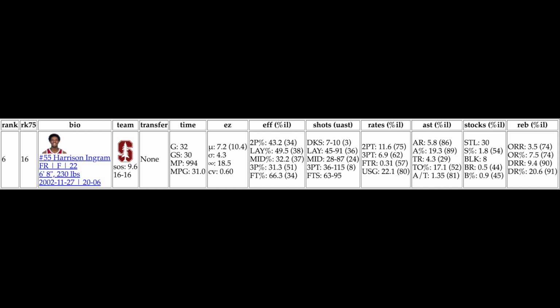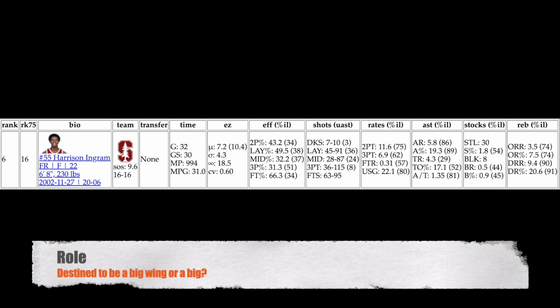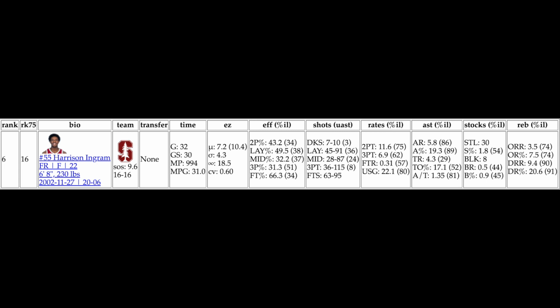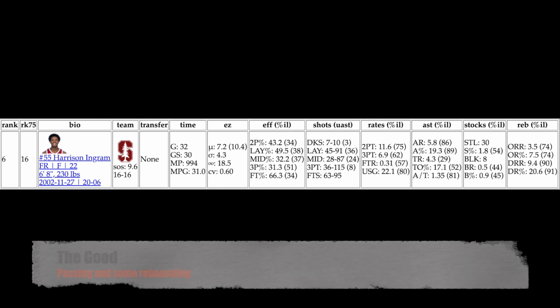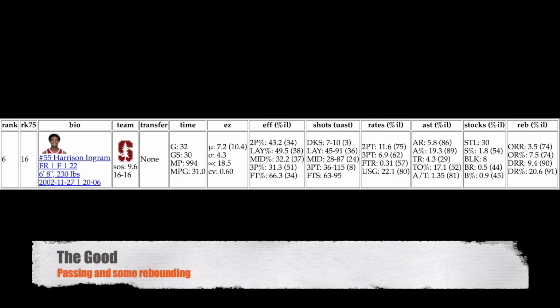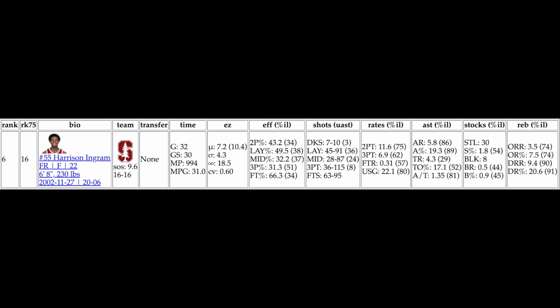In some sense, the biggest question Ingram will have to answer this season is whether he can be taken seriously as a big wing with enough skill and speed to play on the perimeter, or is he really just an undersized big? Clearly, what makes Ingram intriguing at his size starts with his passing ability. He ranked in the 86th percentile in assist rate and close to the 90th percentile in assist percentage. His assist-to-turnover ratio was a very respectable 1.35, good enough to put him in the top quintile of all freshmen. Not surprisingly, given his size and bulk, Ingram also performed really well on the defensive glass, landing him in the top decile for defensive rebounding rate and percentage.